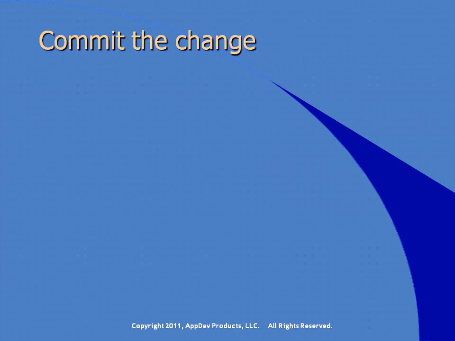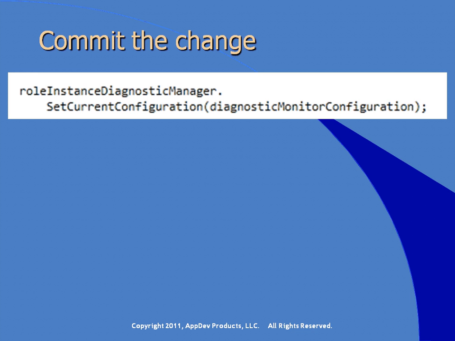Now, once we've made those changes, how do we commit those changes? Well, again, it's not rocket science. Committing it really is just a piece of cake. We simply commit the change by passing in the config object from above. All done. So with one line of code, we've just submitted and committed our configuration changes back up to our instances.